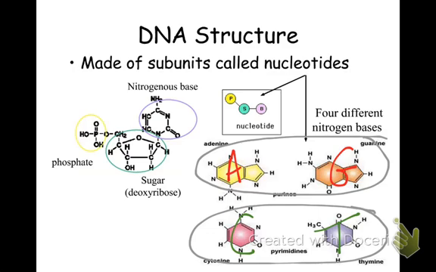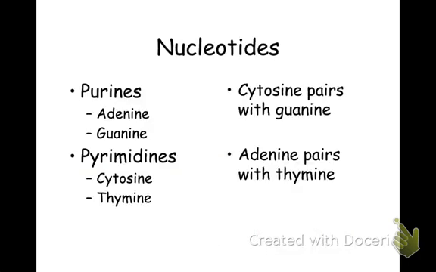There was a guy, Chargaff, who figured out that A and T were in equal proportions and C and G were in equal proportions, and thus came up with this idea that C and G paired together and A and T paired together. So let's summarize that. Our purines, A and G, and our pyrimidines, C and T. A purine is always going to pair with a pyrimidine. So cytosine pairs with guanine, and adenine pairs with thymine.